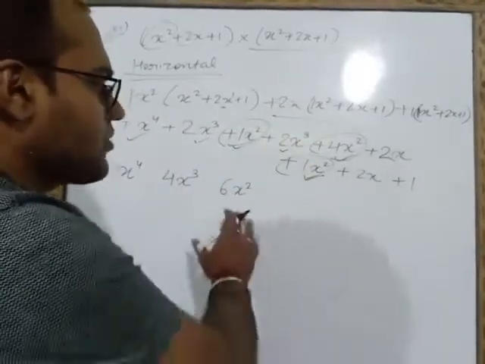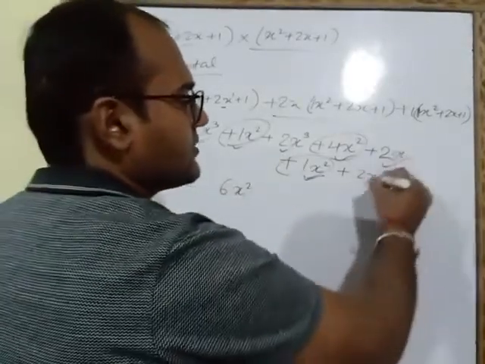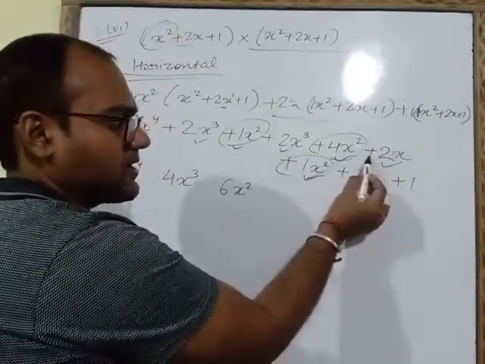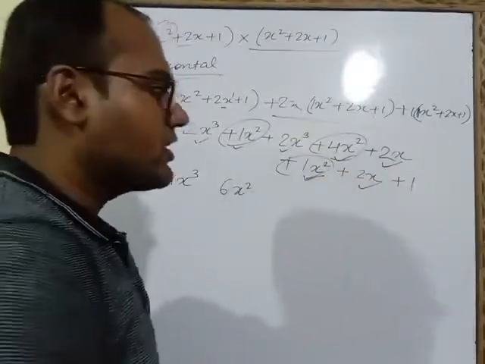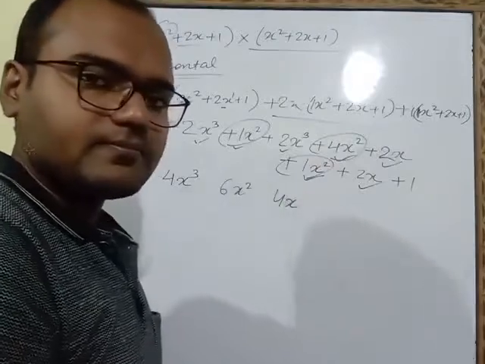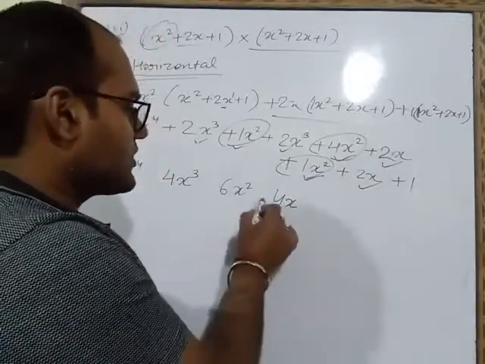Now x square is over. Now we will write x term. These two are having x. We will check the sign. This is plus 2. This is also plus 2. Plus and plus is plus only. So we will add these two. We will get 4x. On adding these two, we will get 4x. But you have to put the sign also.